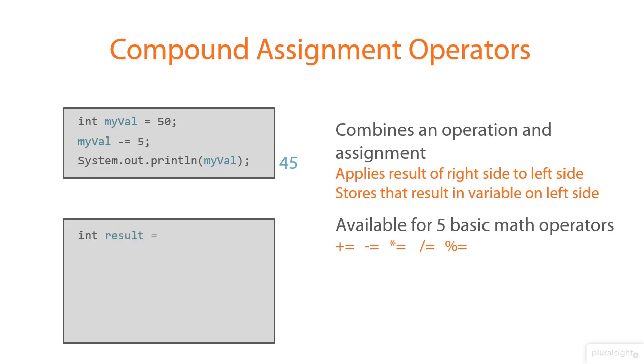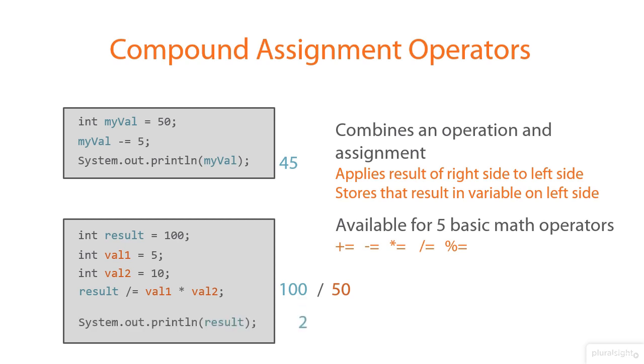So looking at another example, if I have an integer result equals 100, and I have 2 more variables, val1 equals 5, and val2 equals 10. If I now say result divide equals val1 times val2, remember that it's going to take the complete result of the right side. So val1 times val2, 5 times 10, is 50. It then takes the existing value in result, which in this case is 100, and takes that operator, divide, and performs that operation between them. So it's going to divide 100 by 50, and then store that back into our variable called result. So we print out the value of 2.